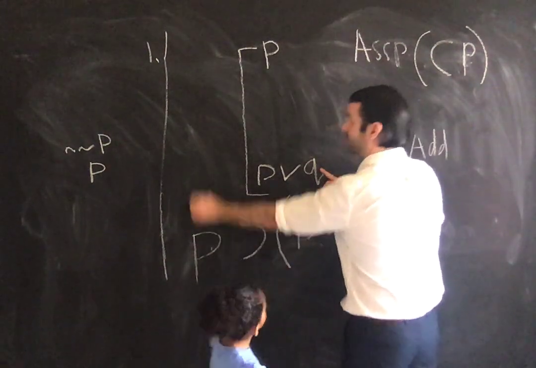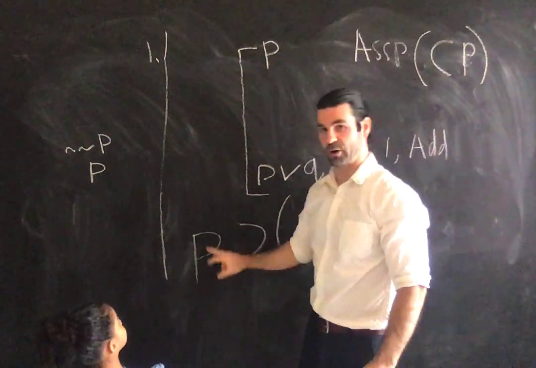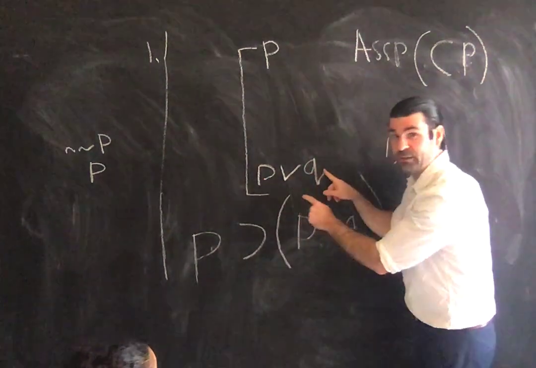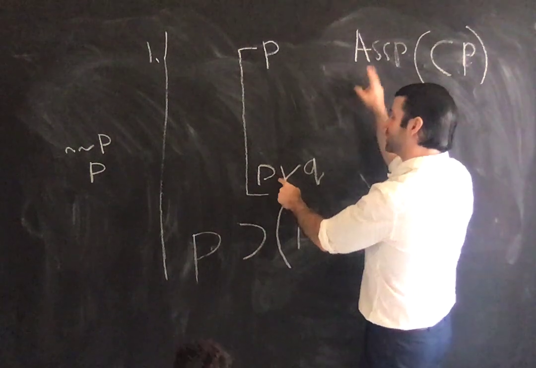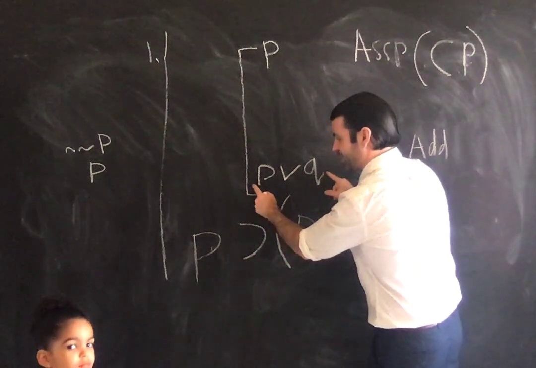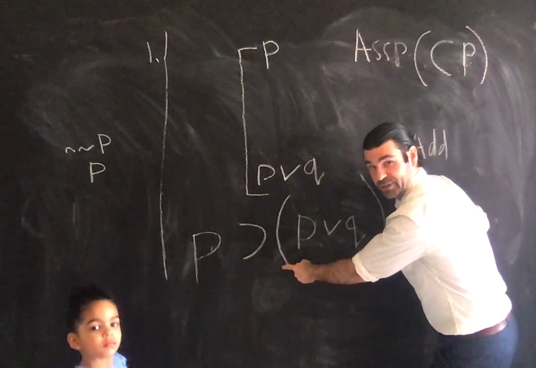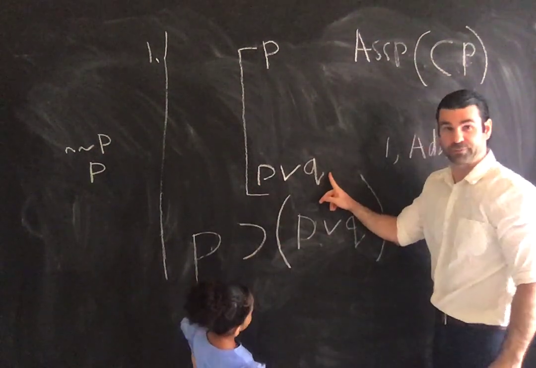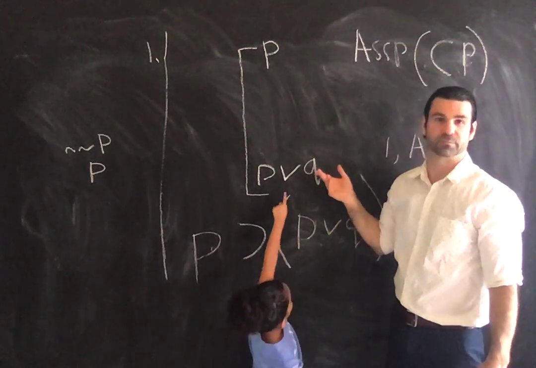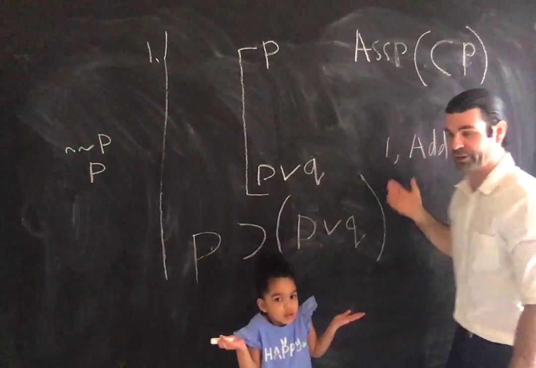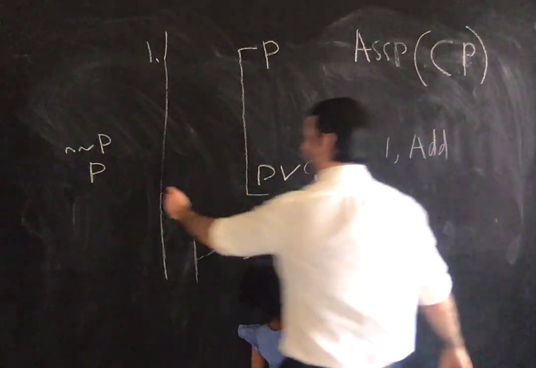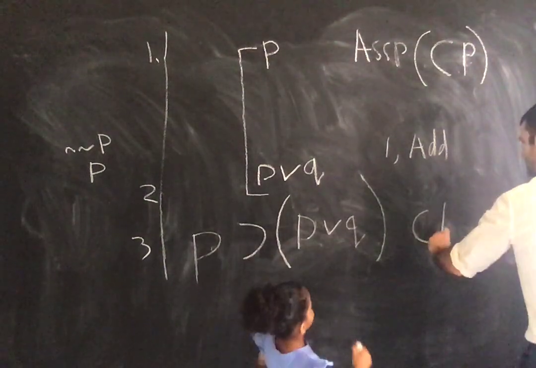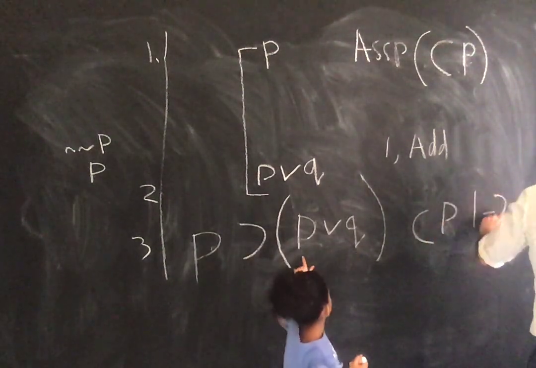But notice that the P went here because that is the antecedent of the conditional I want to prove. The P or Q went here, not from seeing that I'm going to add something, but because it's the consequent of the conditional. I looked at that and I put that there, right? And then I asked the question, how do I get from here to there? Oh, I can just add straight away. I'm done. 1, add, right? So that's step 1, step 2, step 3. Justification, step 3, conditional proof, 1 through 2.